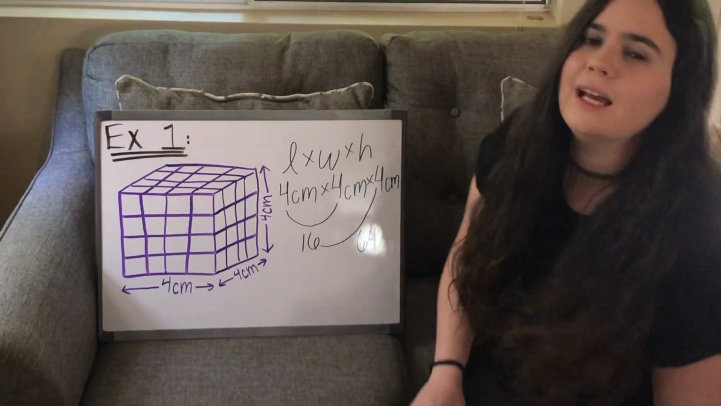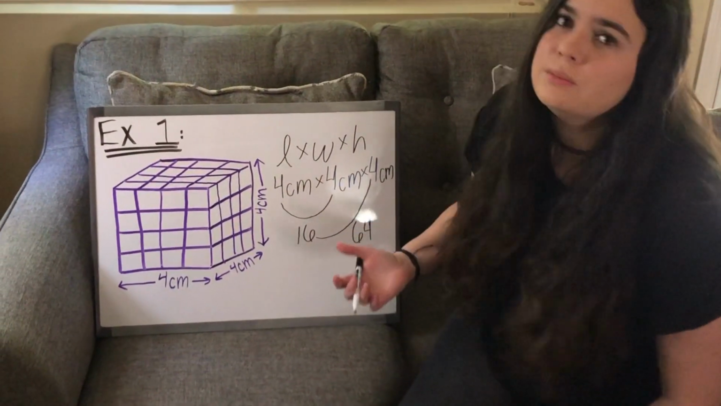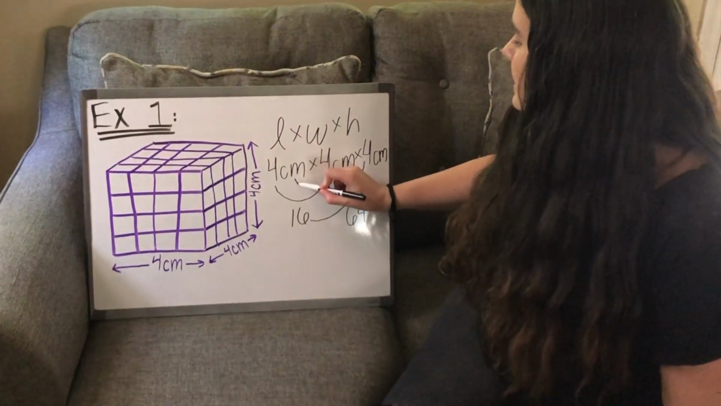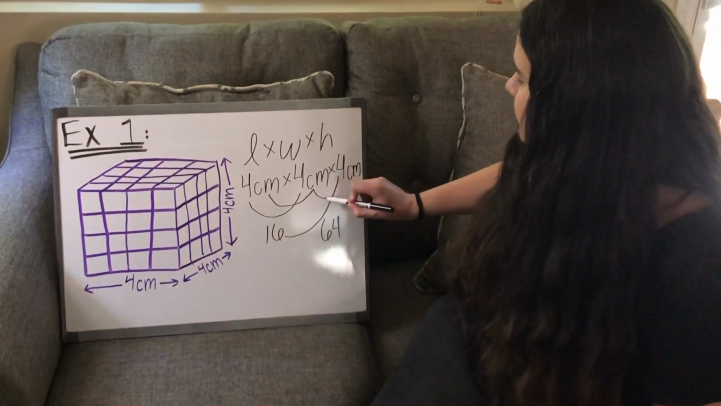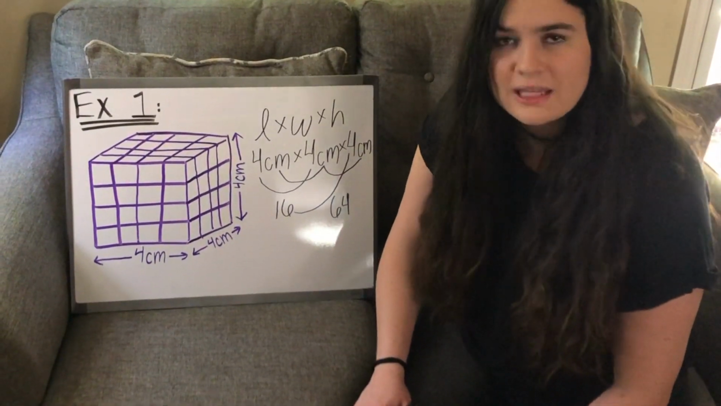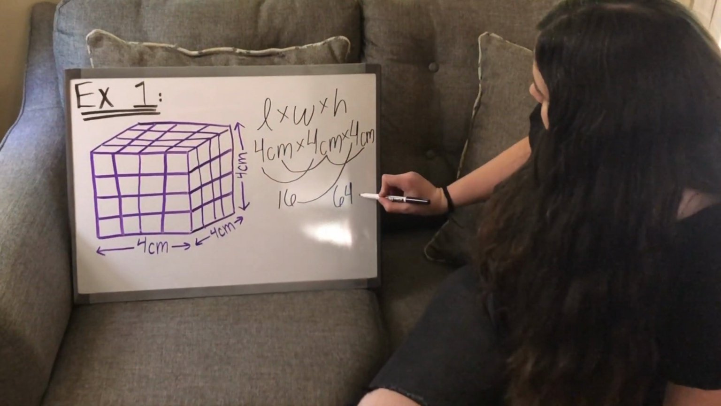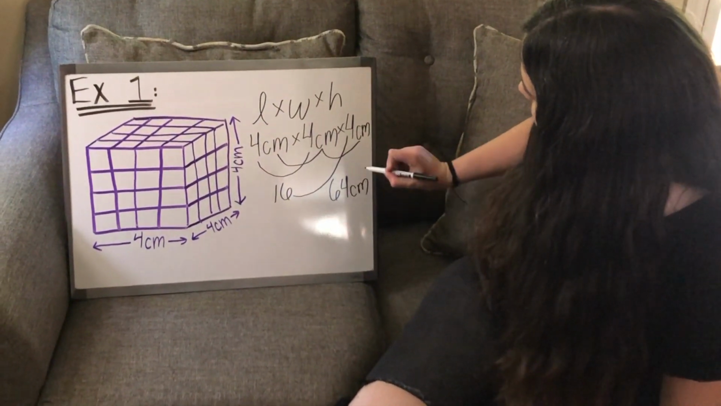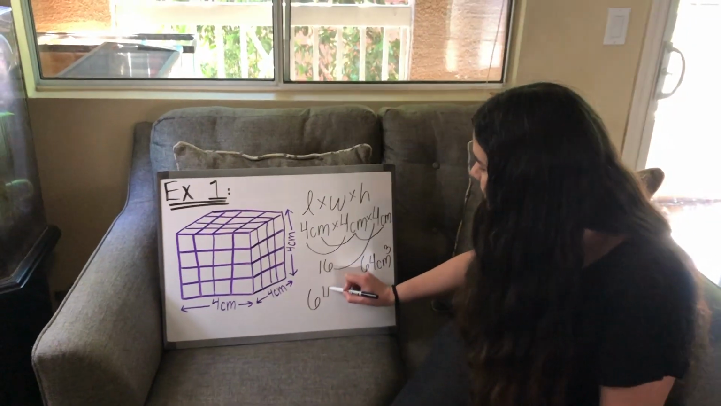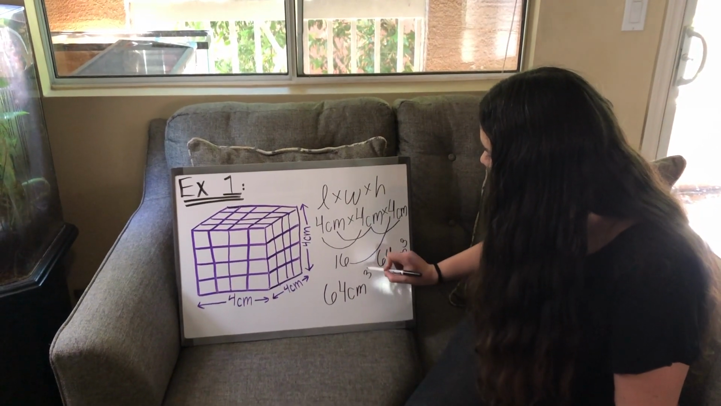Now, we're not quite finished yet because we've multiplied all of our numbers out, but we haven't multiplied out our units yet. So we have centimeters times centimeters times centimeters. So what is our unit going to be? Our unit is going to be centimeters cubed. The volume of this cube is 64 centimeters cubed.